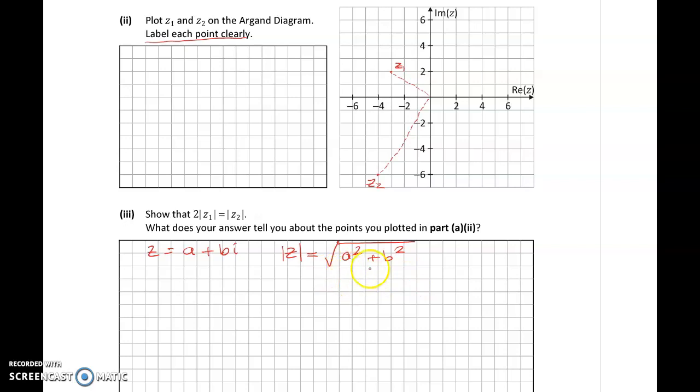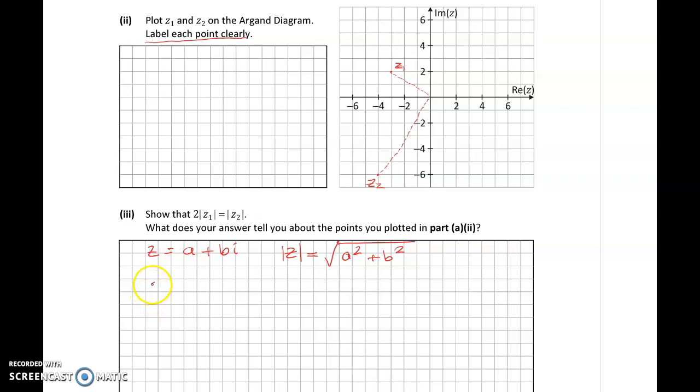Now, visually, what this refers to is simply the length, the distance away from the origin, from 0. So if we look at working out modulus Z1, it would be simply that length that you see there. Modulus of Z2 will be this length you see here. Let's go through that process.